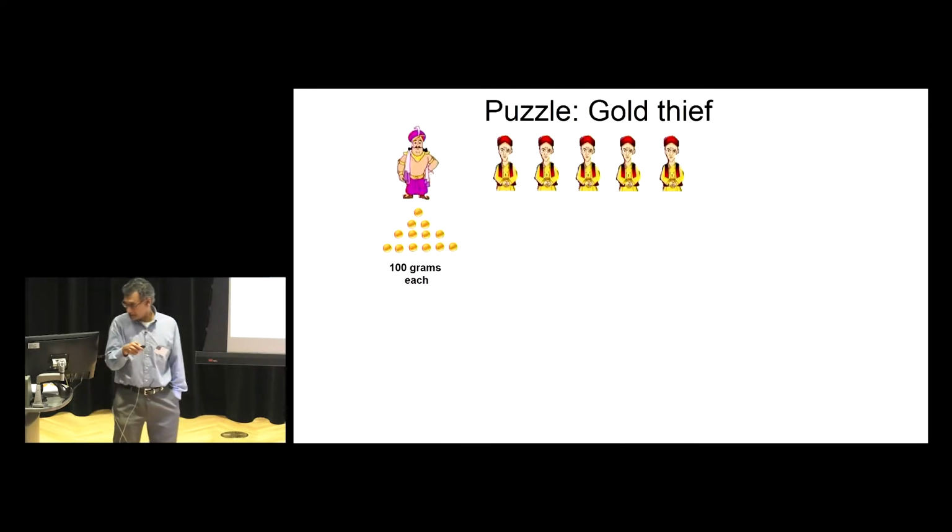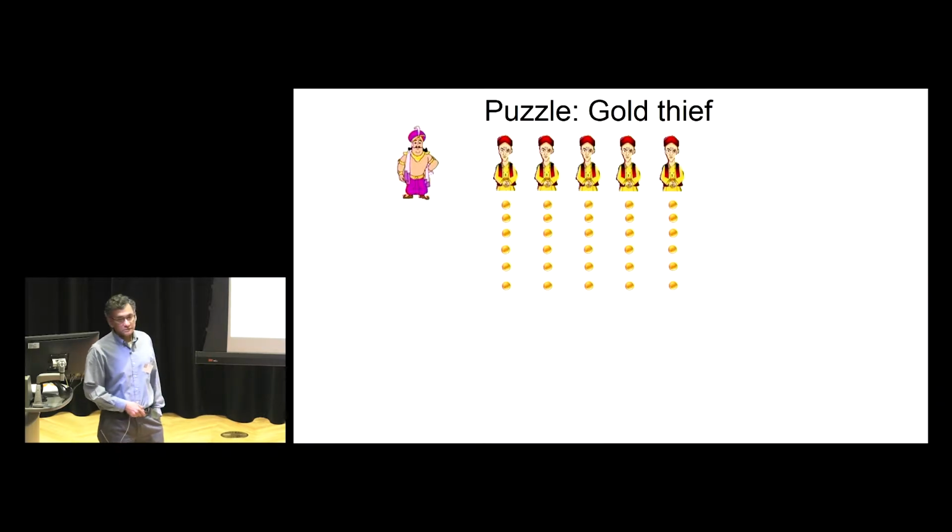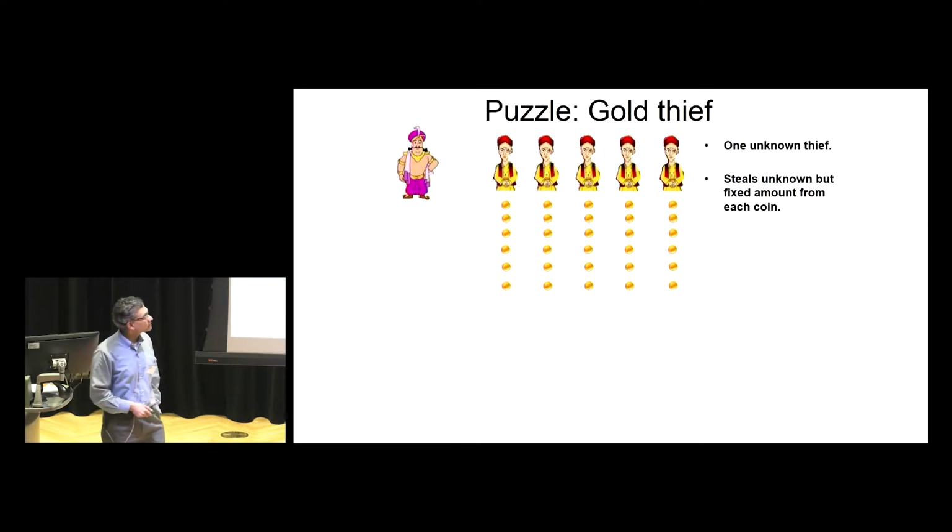So to explain this, I'd rather indulge you in a sort of puzzle. In India, when we were small, we read a lot of comics, and the comics were full of characters like this. You have this gold merchant, and he has these gold coins, 100 grams each, and he gives them to his ministers for safekeeping. So he divides them up, and he gives them to them. But there is one of them who's a thief. And he steals an unknown but fixed amount from each of his coins.